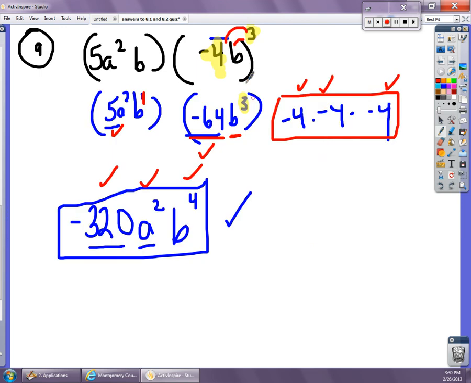And then the next one, I distributed my 3, and remember, -4 to the 3rd power, -4 times -4 times -4, you get -64, and then b to the 3rd. And then when you multiply your numbers, 5 times -64, you get -320. Multiply your a's, you get a squared, and when you multiply your b's, you get b to the 4th, because you're adding. And there's your final answer.